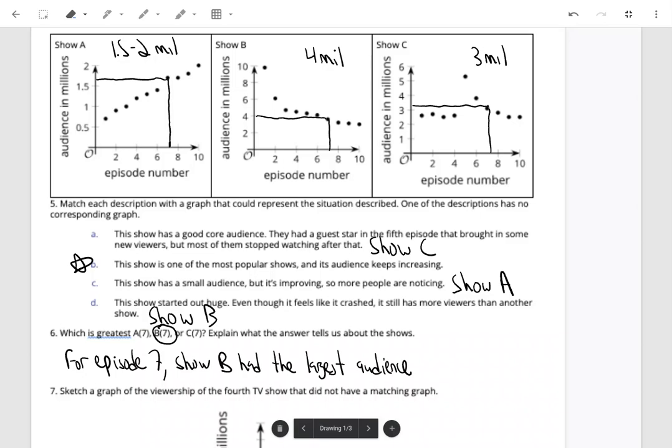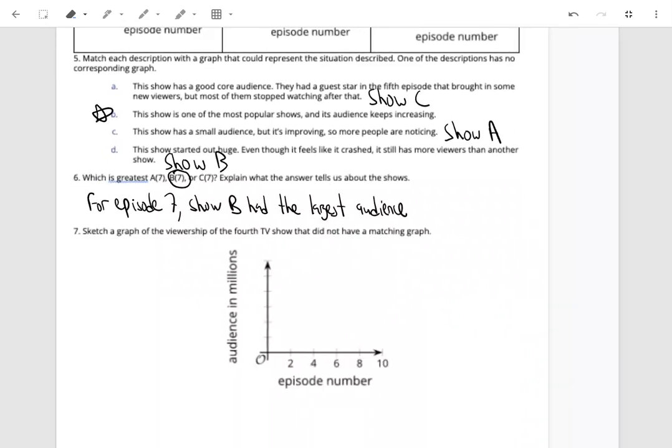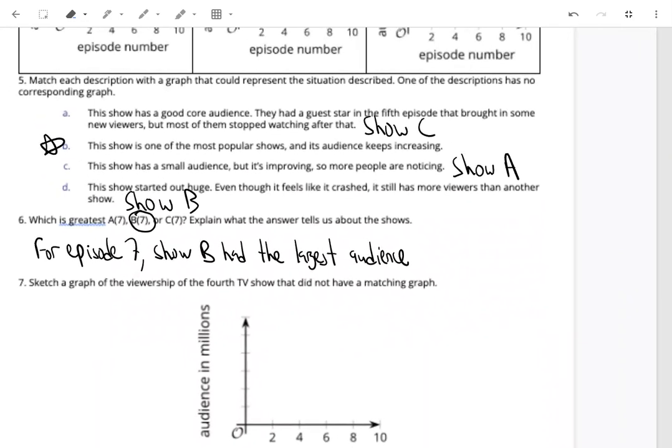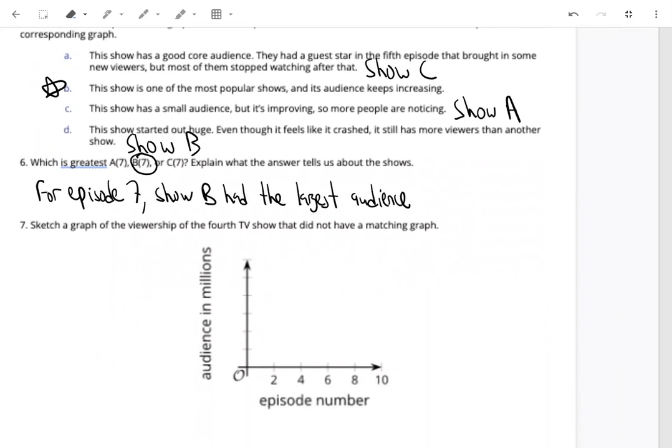Okay, number 7, last one. Sketch a graph of the viewership of the 4th TV show that did not have a matching graph. So that was the one that has a star next to it. This show is one of the most popular shows, and it keeps growing. So if we let this be, this is obviously 0. Let's go up by 2s. 2, 4, 6, 8, 10, 12 million.